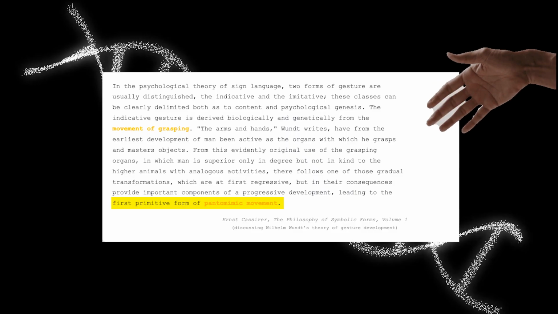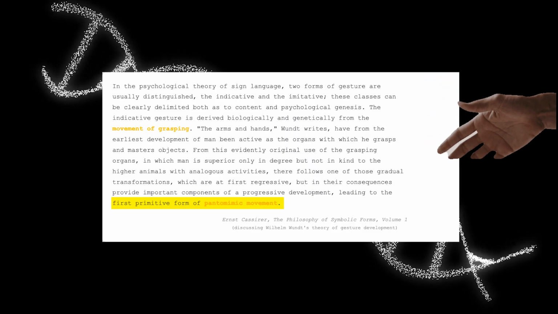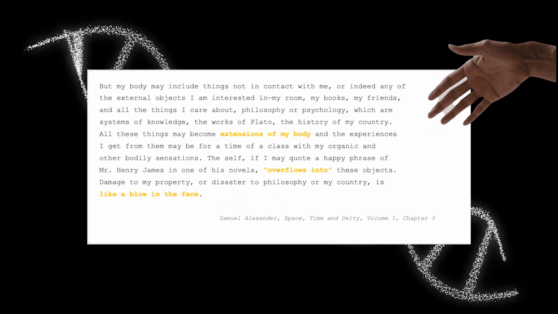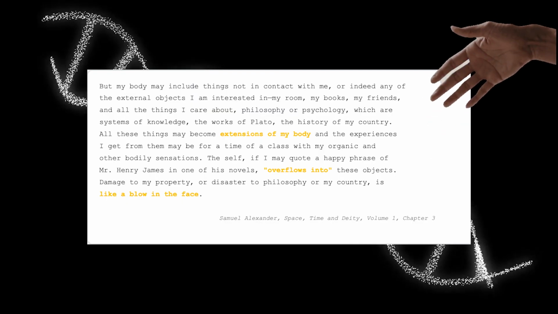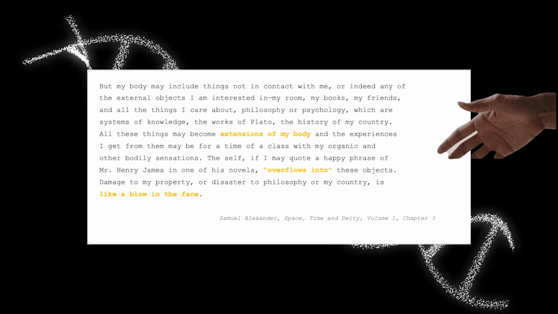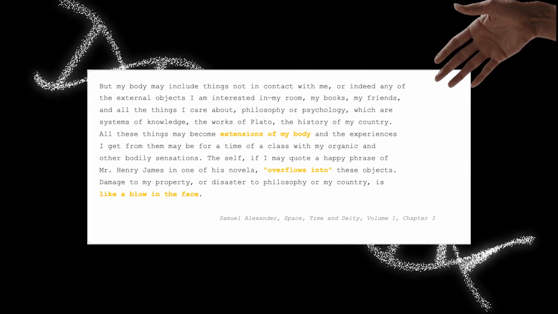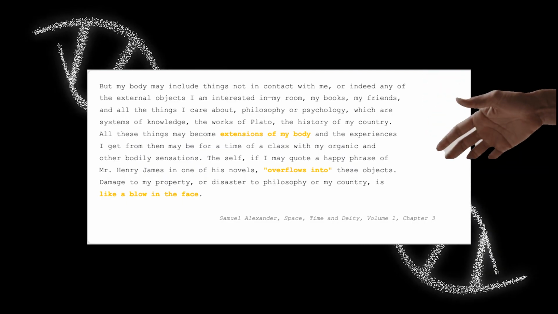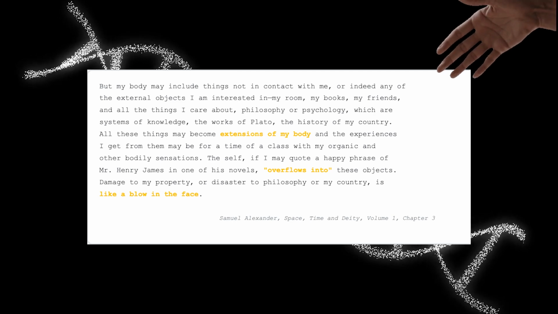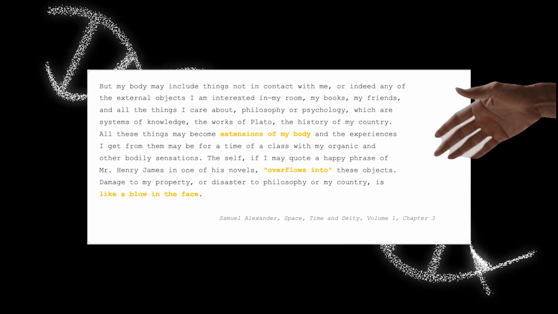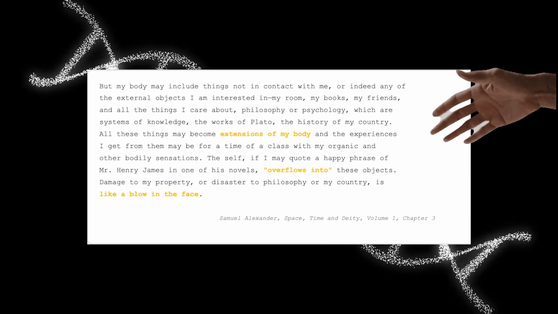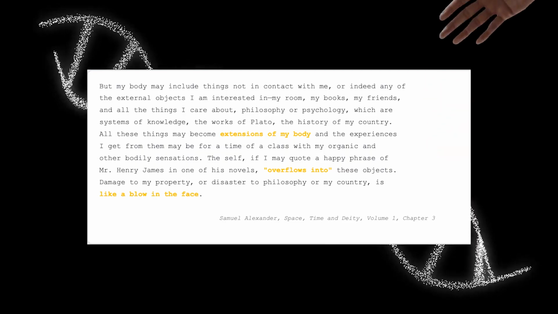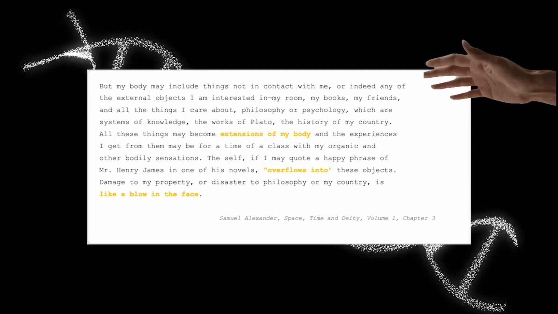A great approximation of this is found in the example which Lotze gives, of how what we call our bodies may include things not immediately in contact with us. For example, my home, car, company, possessions, even something as abstract as a persuasion, which he says become extensions of my own physical body, such that damage to them is, in Samuel Alexander's words, like a blow in the face.